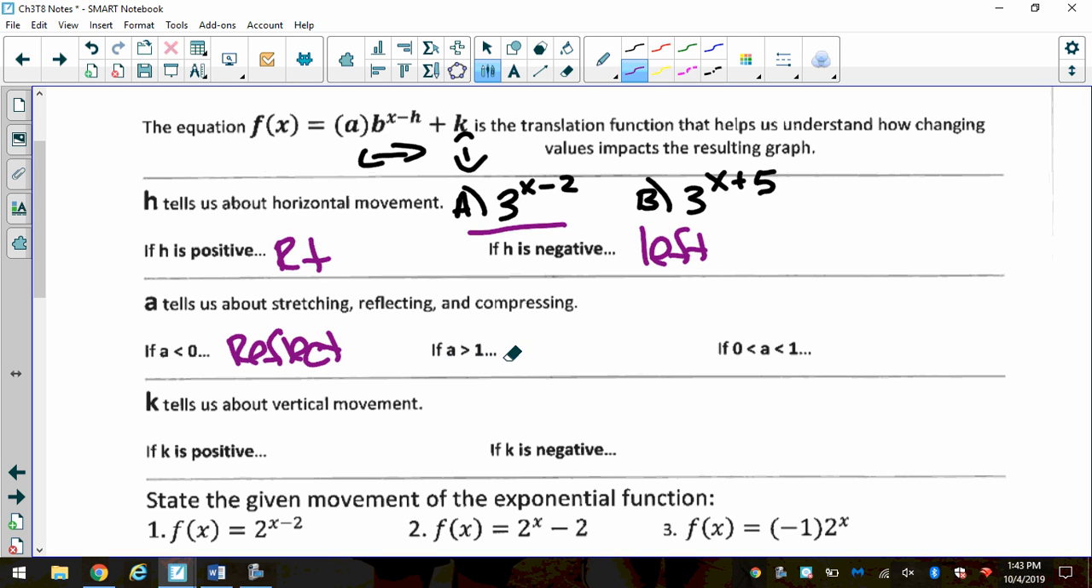And then this is just if it's stretching or compressing. So bigger than 1 will stretch the graph. That's what we noticed with 3. And this one will compress it. What we noticed if we put a 1/2 out in front of it.